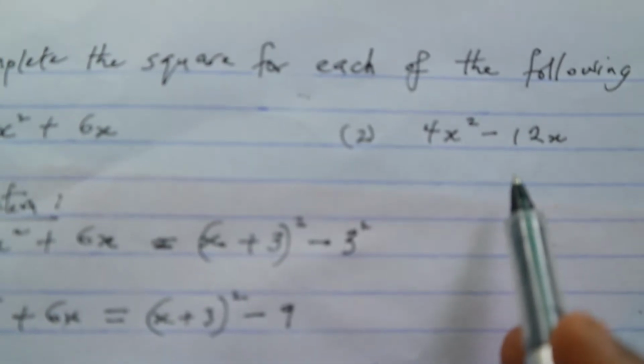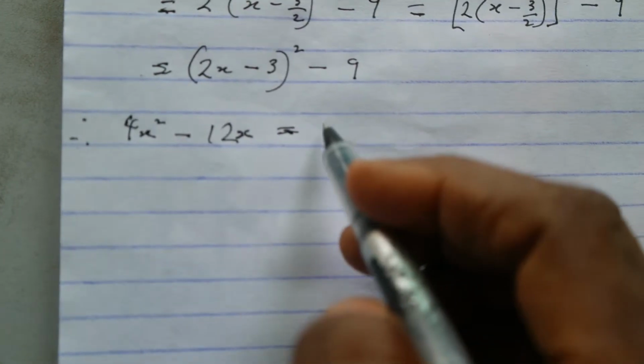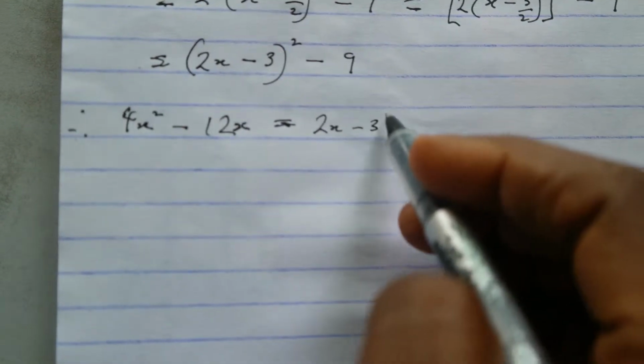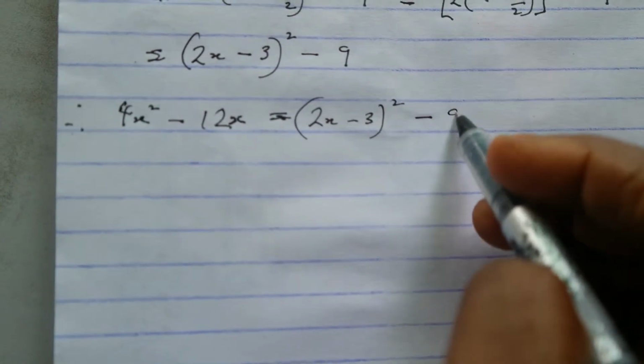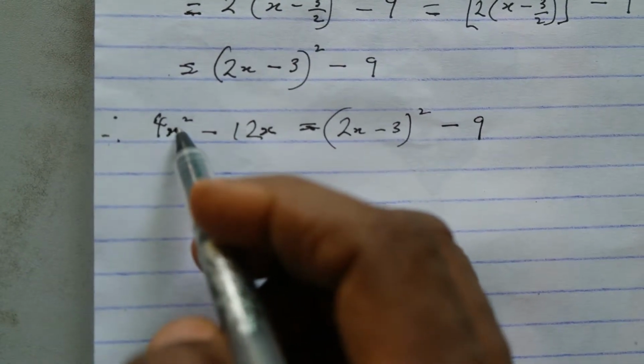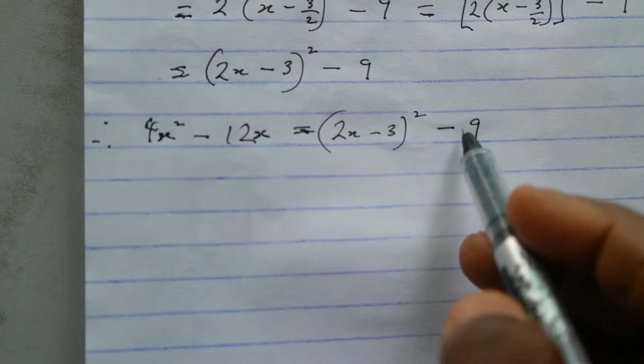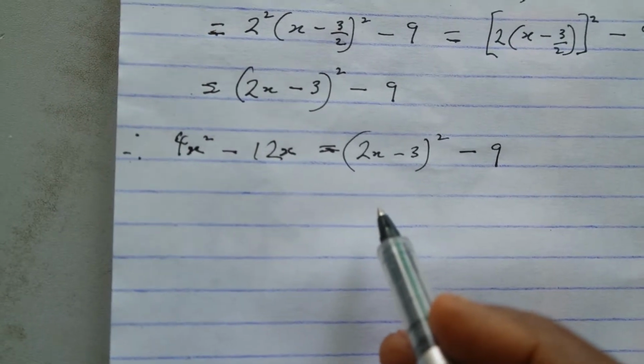And finally now, therefore, remember we started from here, 4x squared minus 12x. So that means, in conclusion, 4x squared minus 12x will be equal to 2x minus 3 all squared minus 9. So this is the answer. So to complete the square for 4x squared minus 12x, our answer will be 2x minus 3 all squared minus 9. So this is the answer.